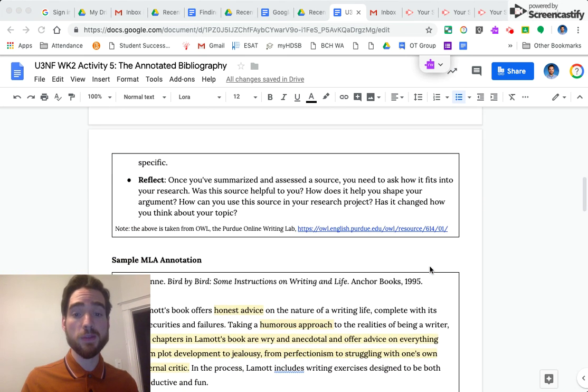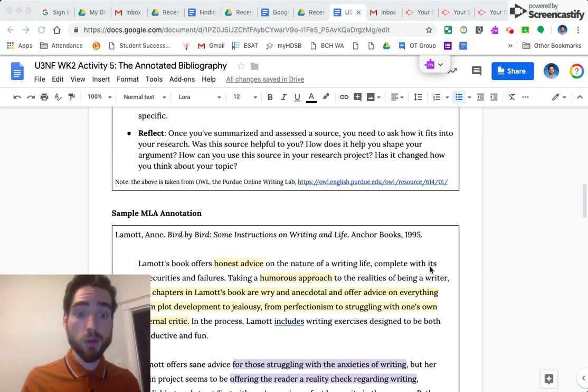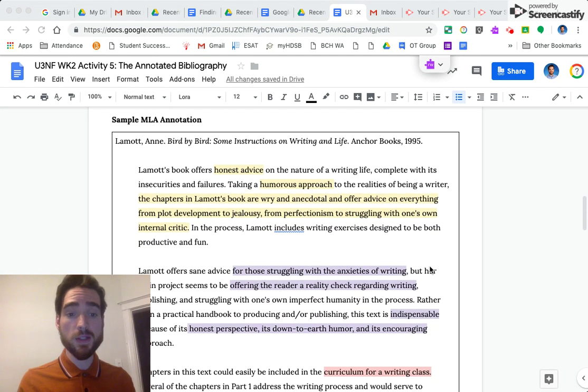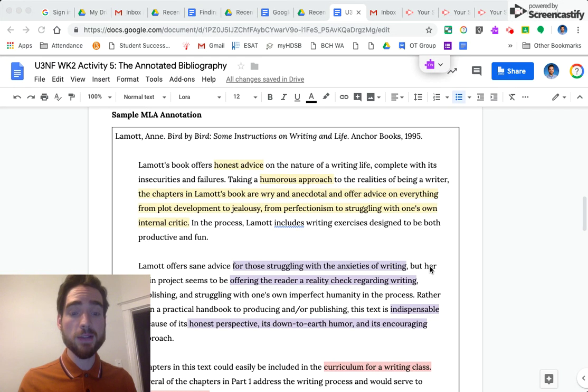Okay, and this doesn't mean how you felt while you were reading the resource. It's rather a reflection on how this article fits in the bigger picture of your pitch. Once you've summarized and assessed your source, how does it fit into the bigger puzzle? Below in this activity, you can see an example of an MLA annotation.